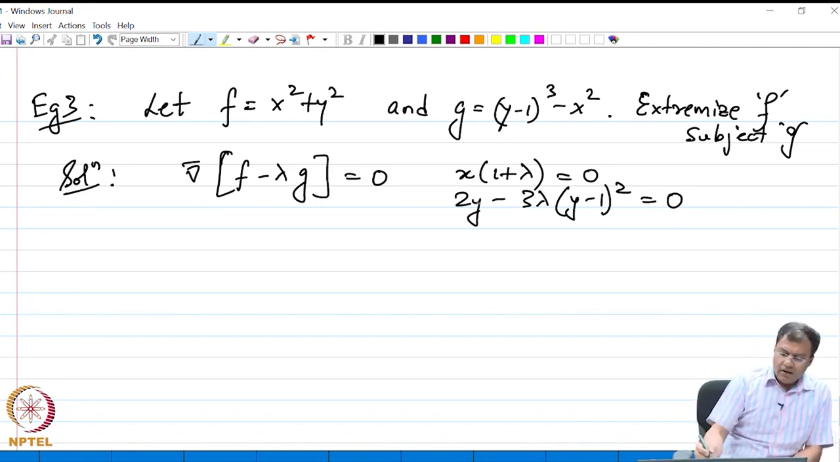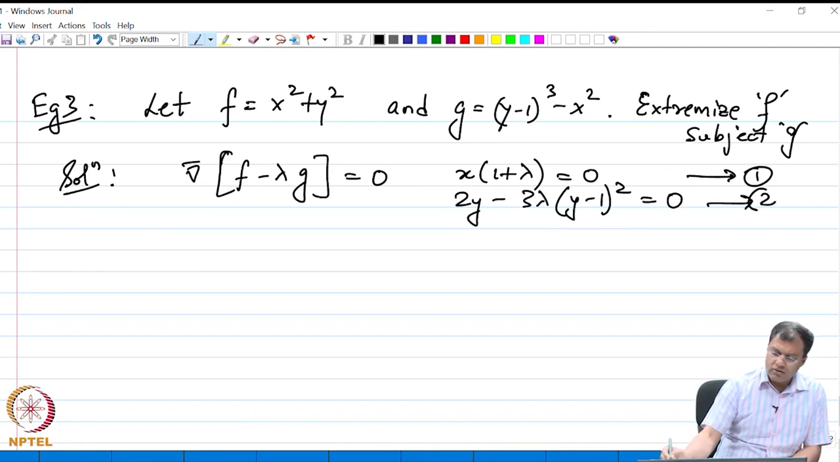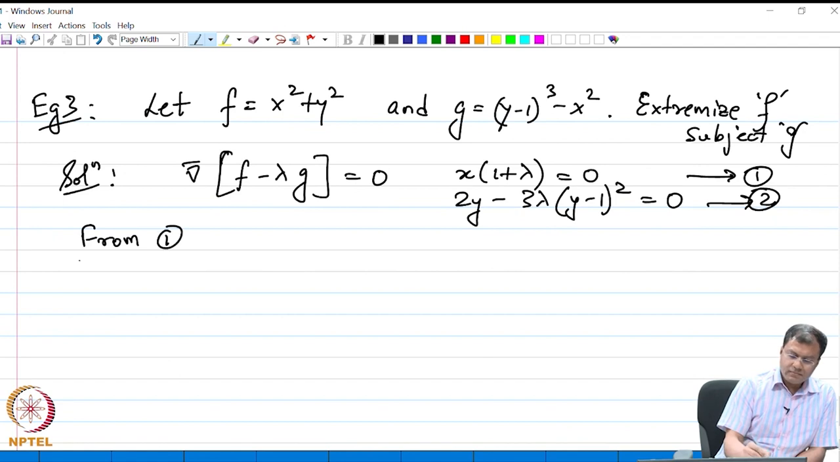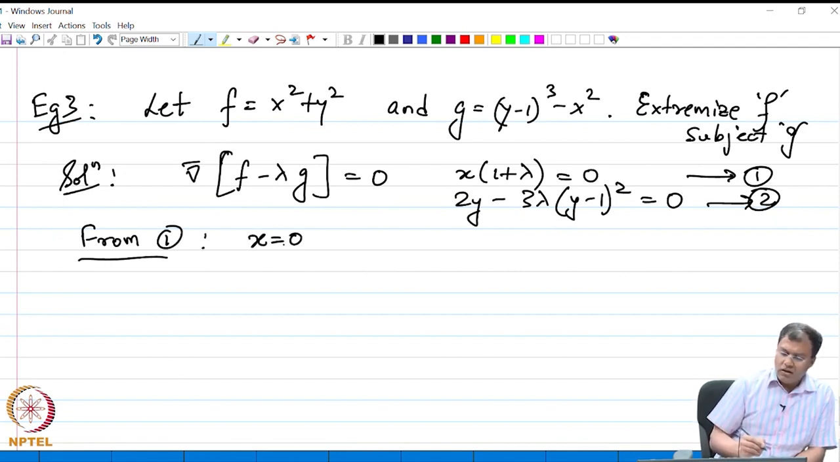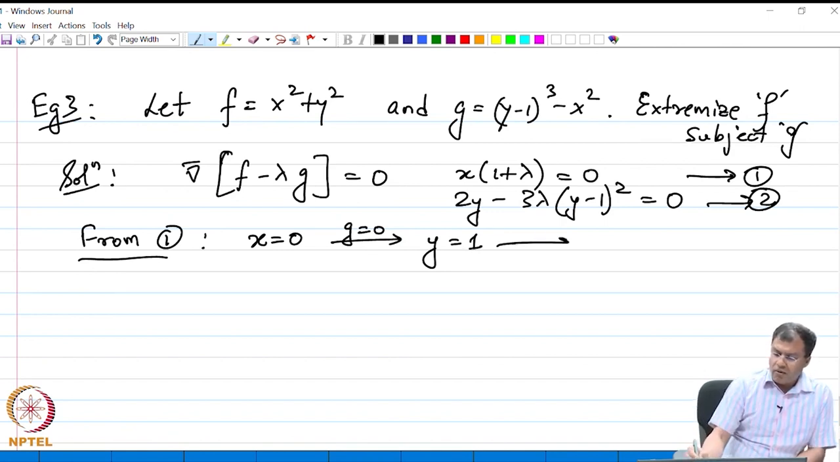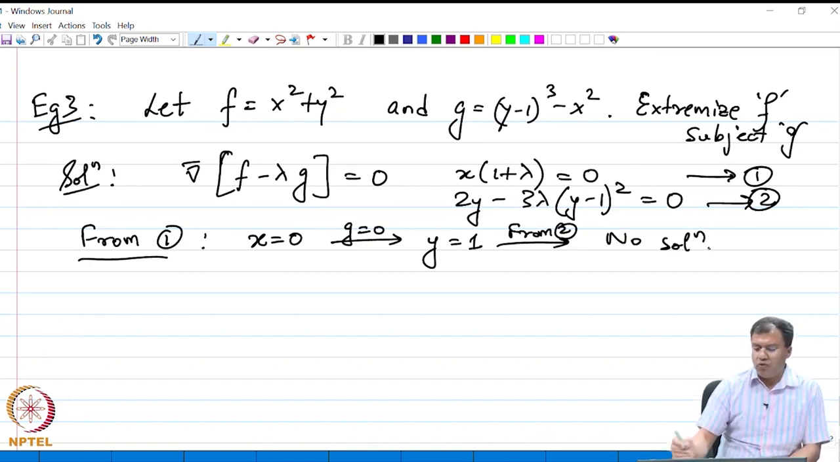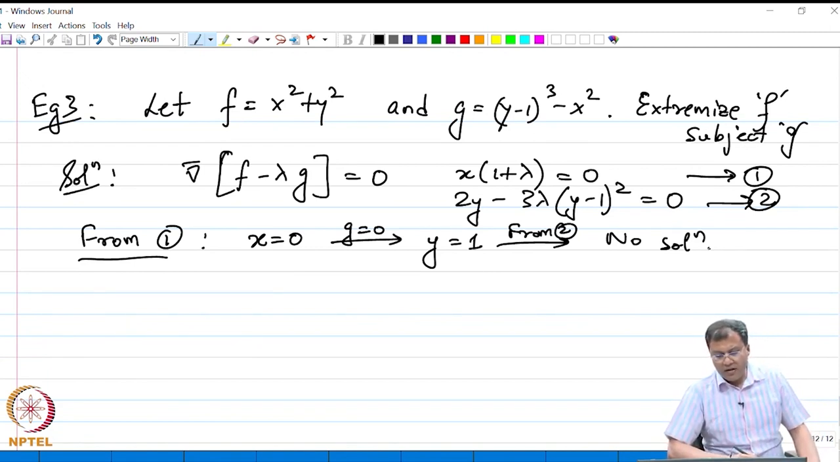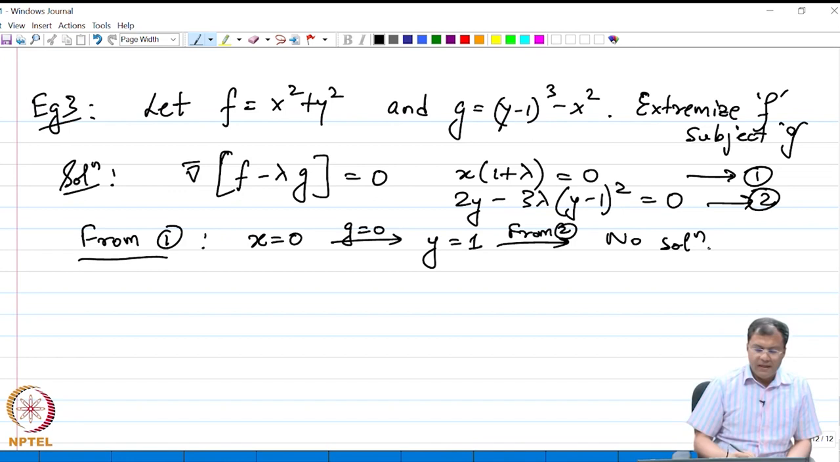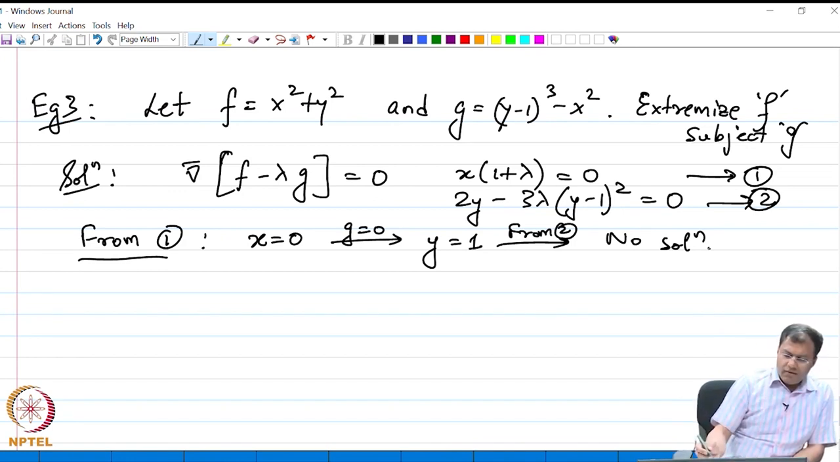It seems everything is nice, but notice the first equation. So, let me call this 1 and this 2. So, from 1, if I set x equal to 0 and I use g equal to 0, I get y equal to 1 as my solution. However, from 2, which is independent of x, when I plug y equal to 1, we have no solution, right. Y equal to 1 does not provide us any solution. Which means that we should perhaps explore the other condition, lambda equal to minus 1.